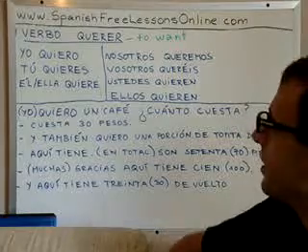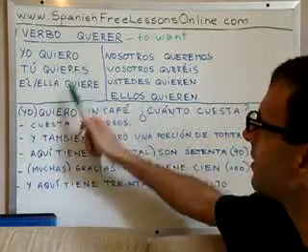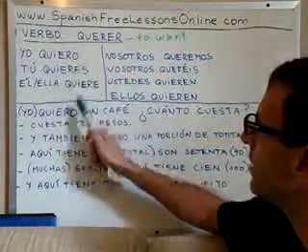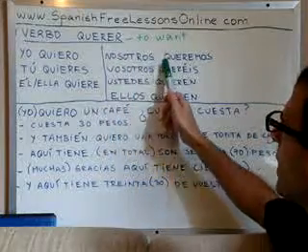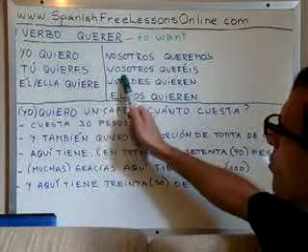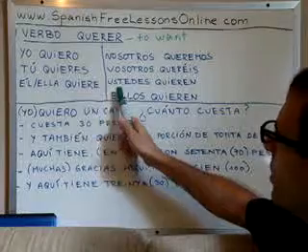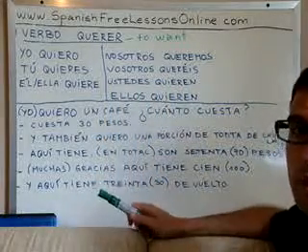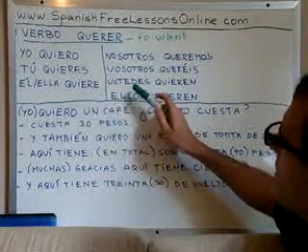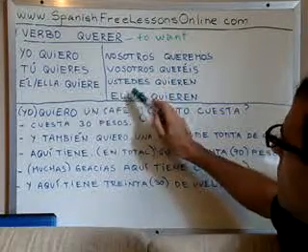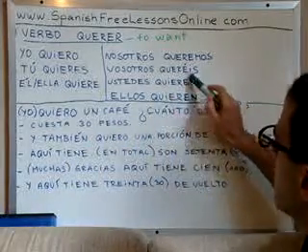So let's start conjugating. Yo quiero, tú quieres, él quiere or ella quiere, nosotros queremos, vosotros queréis. That's you plural, want. Ustedes quieren. Same thing, you plural. Ellos quieren. As always, ustedes and ellos, although they mean different persons, they conjugate the same. Quieren, you see?